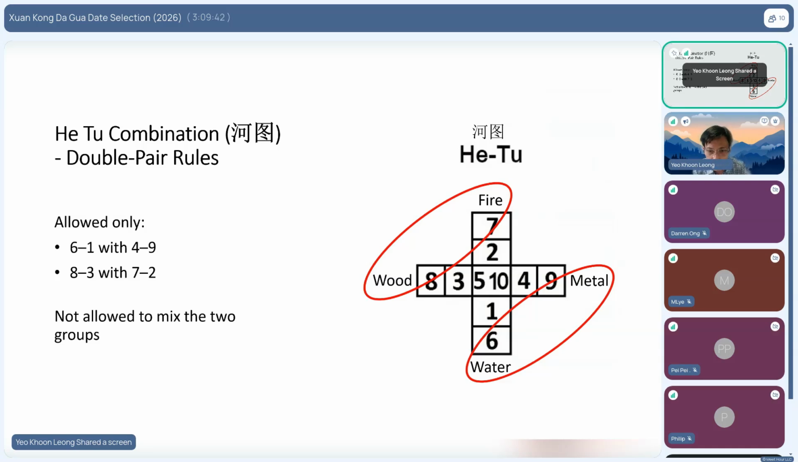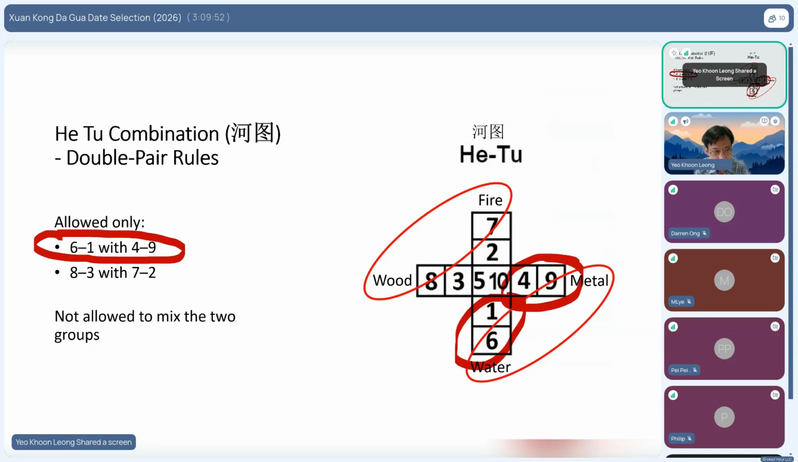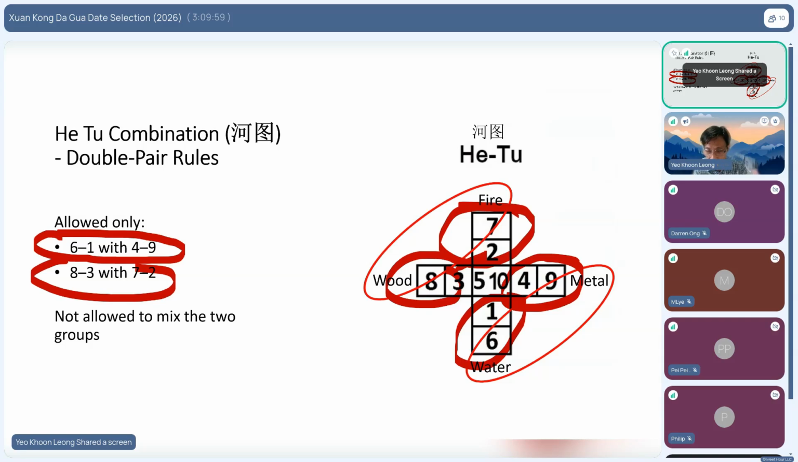So the allowed combined pairs are 6-1 with 4-9. That means 6-1 with 4-9, or 8-3 with 7-2. Now this is very closely linked to the 紫微斗数 part. But anyway, I'm not teaching that part, so I leave it here as it is. But if you think too complicated to remember, then you can ignore this double pair rule. Ignore.